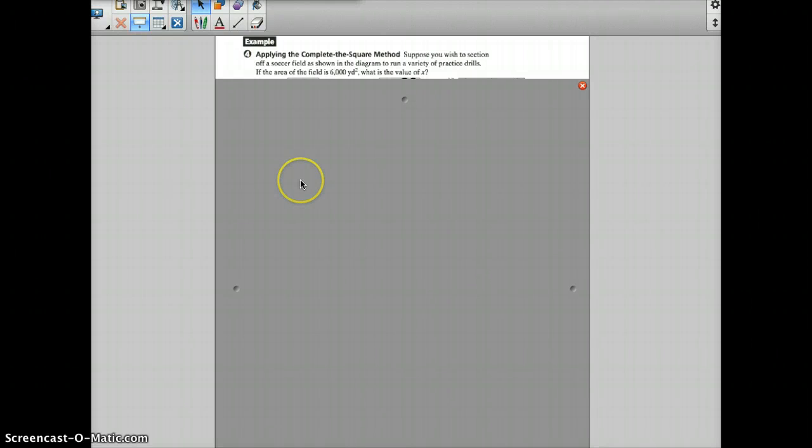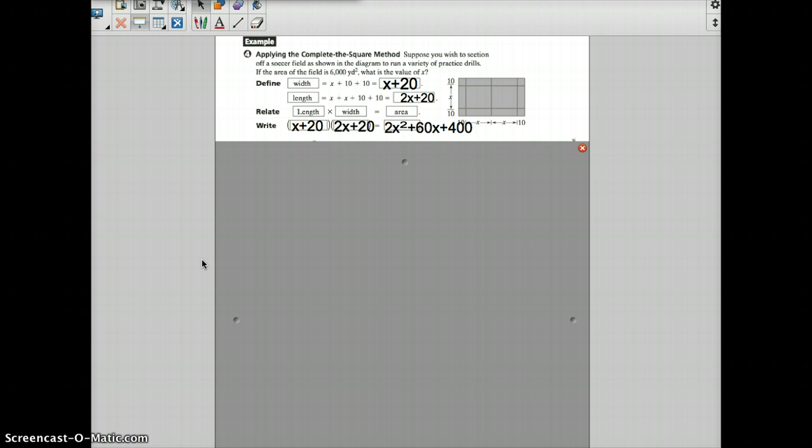Example 4. We are looking at a soccer field, and we have the diagram of the soccer field for a variety of practice drills. The area of the field is 6,000 square yards. What is the value of x? All right, so we have our width as x plus 20, and our length is 2x plus 20.